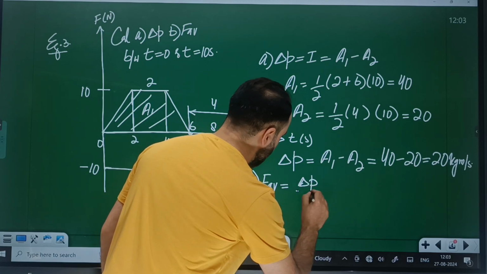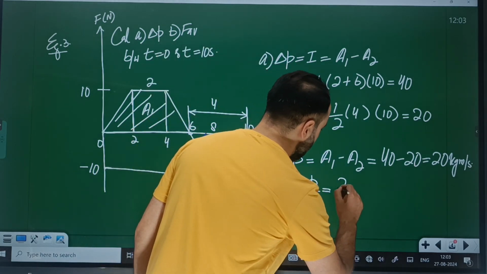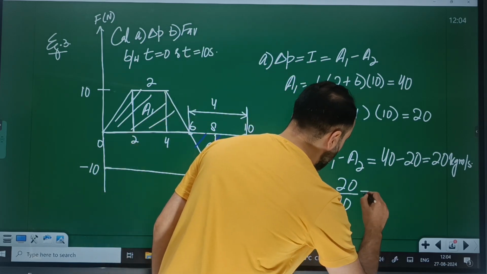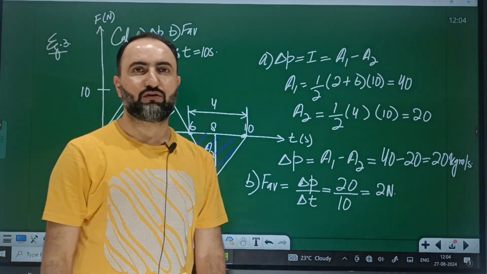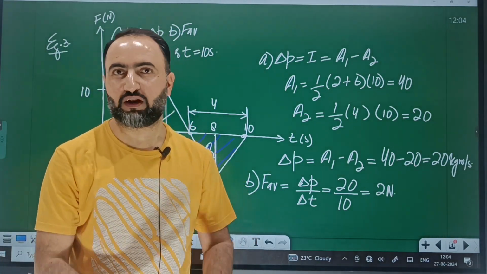Equal to what? Delta P divided by delta T. What is this delta P equal to? That is equal to 20. What is delta T equal to, beta? That is equal to 10. 20 by 10 is equal to 2 Newton. Okay, so easily we have done question number 1, question number 2 and example number 3.